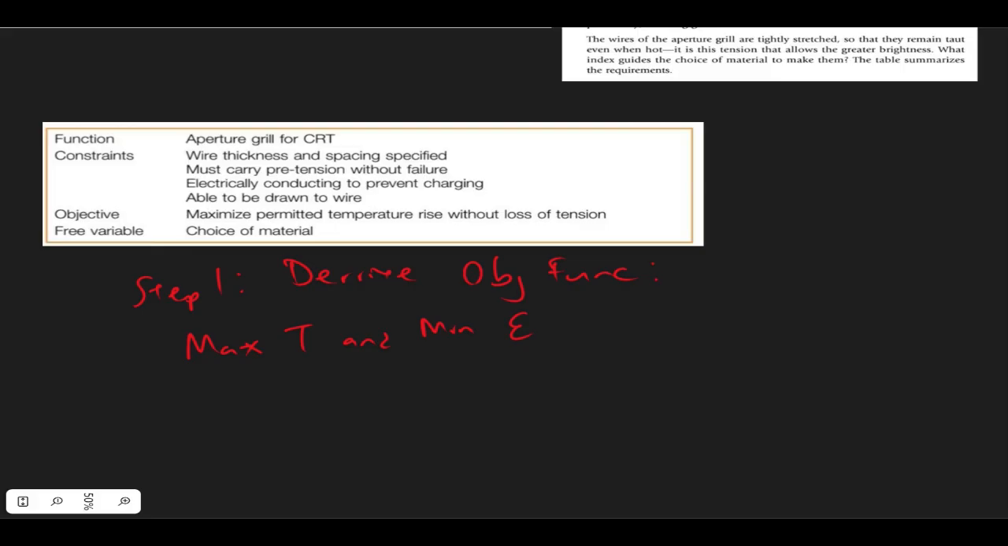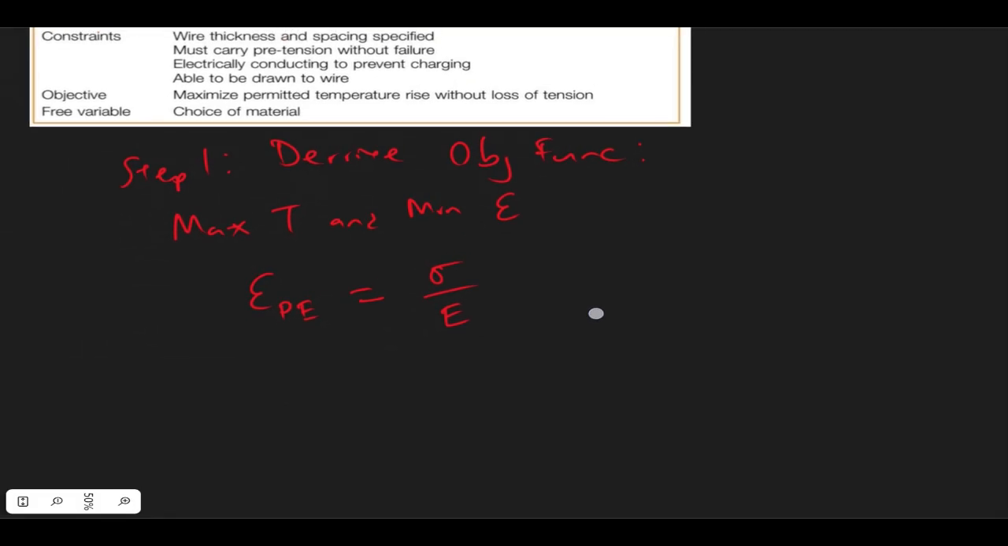There are two types of extension going on in this material. The first one is the pre-extension because of tension. The first extension that is already in this material is the pre-extension due to the pre-strain in the material. So the first extension is E, which is stress over Young's modulus, because we know that Young's modulus equals stress over strain. So this is due to the pre-extension in the material.